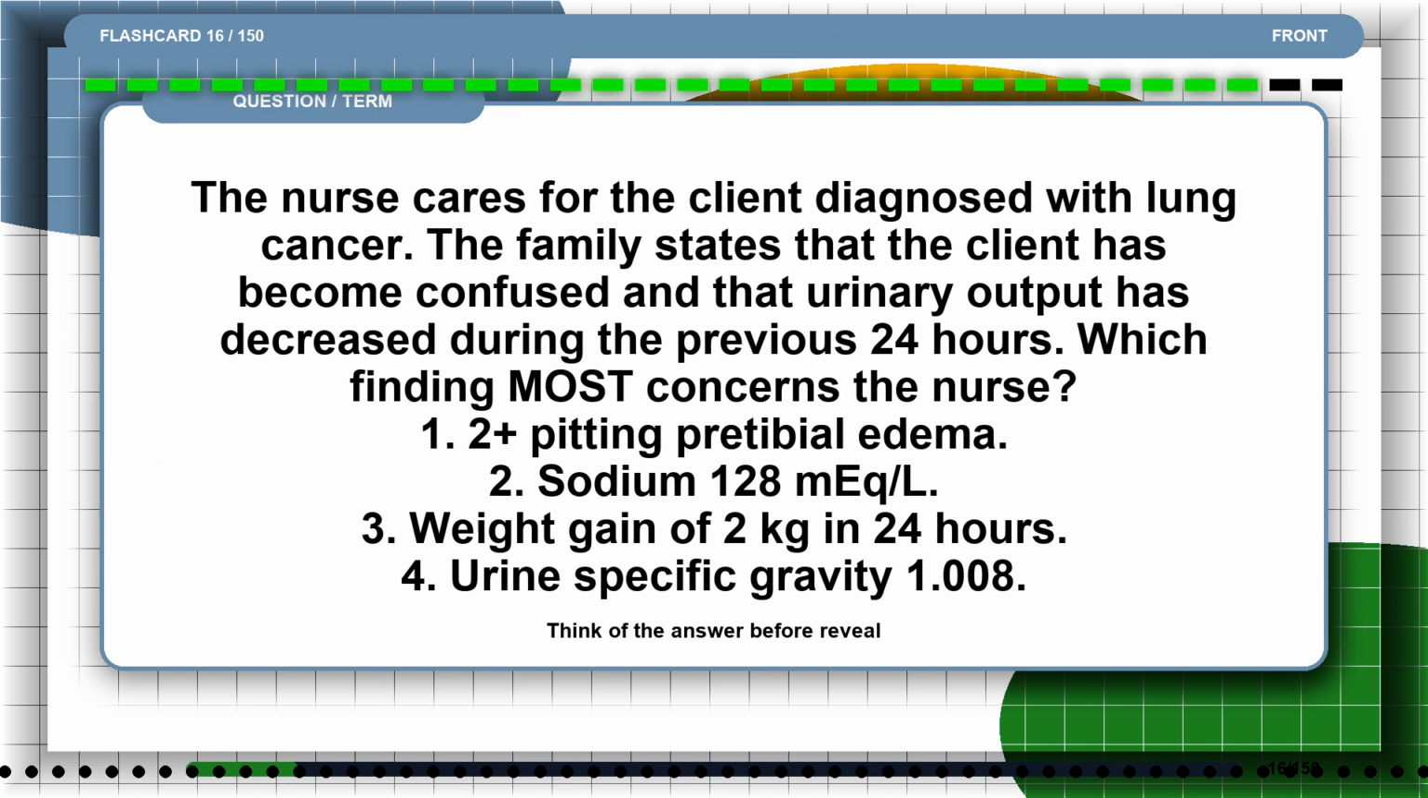Flashcard 16. The nurse cares for the client diagnosed with lung cancer. The family states that the client has become confused and that urinary output has decreased during the previous 24 hours. Which finding most concerns the nurse? 1. 2+ pitting pretibial edema. 2. Sodium 128 mg/L. 3. Weight gain of 2 kg in 24 hours. 4. Urine specific gravity 1.008. Think of the answer before the reveal.